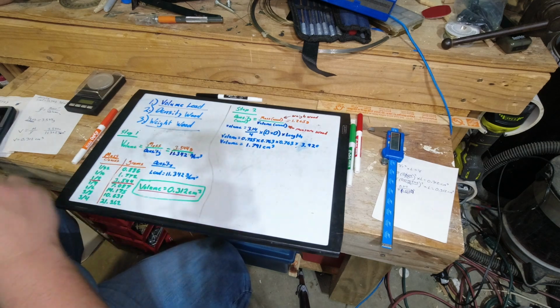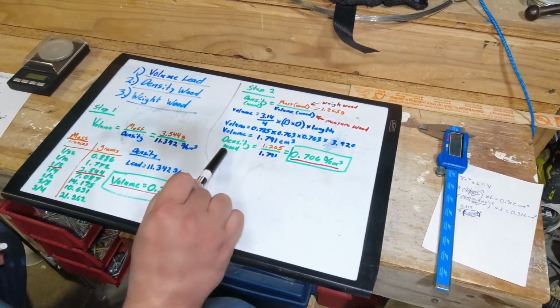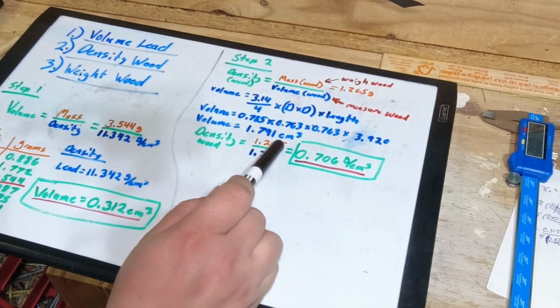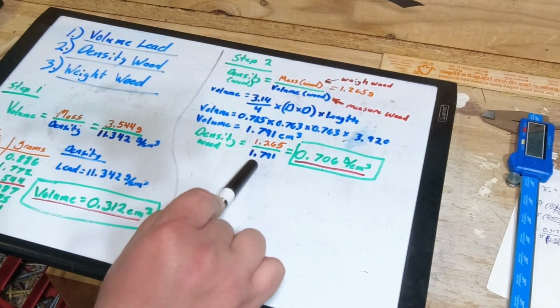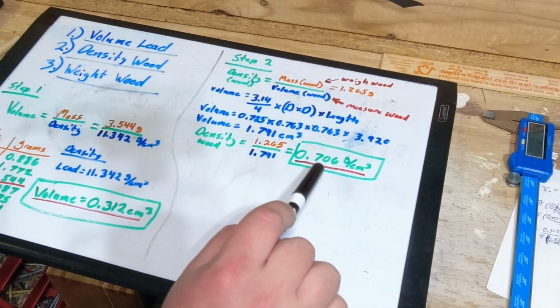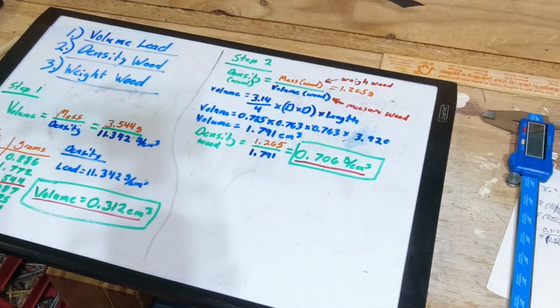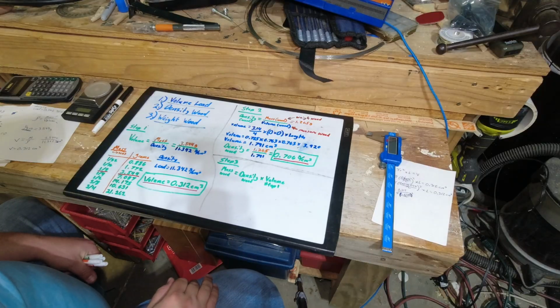So now all we have to do is finish up the density calculation. Again, our density of the wood is 1.265 divided by 1.791, which gives us 0.706. And that is grams per centimeter cubed. So now we're moving on to step three.